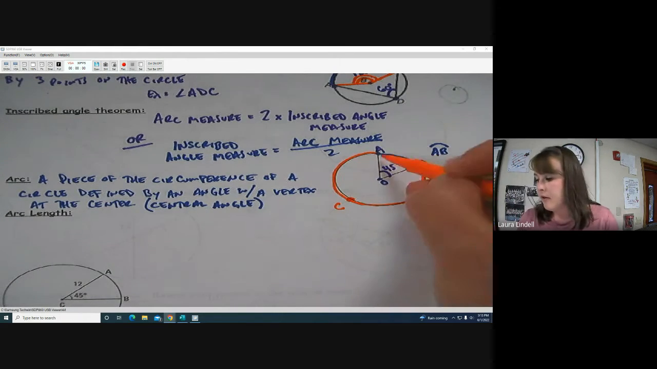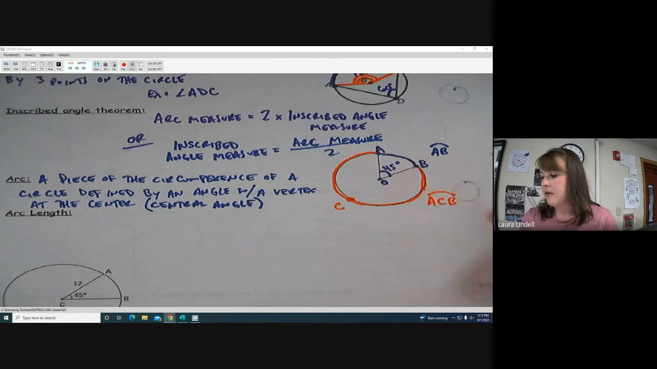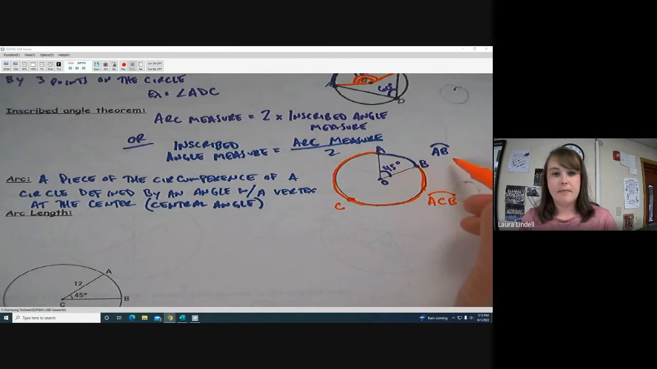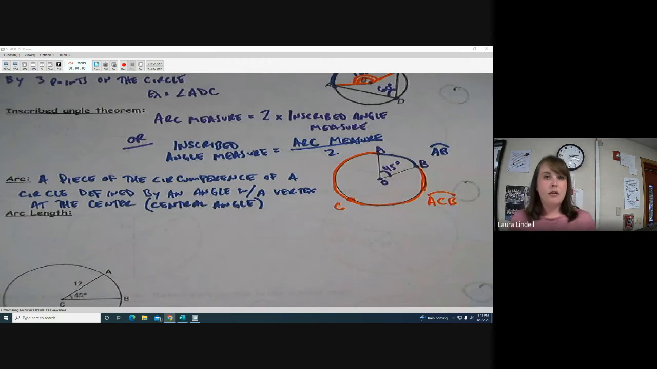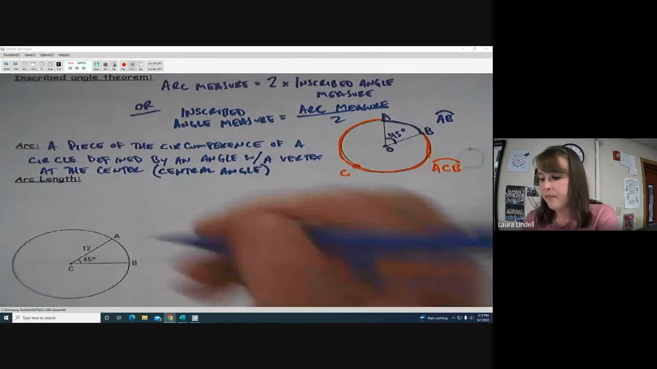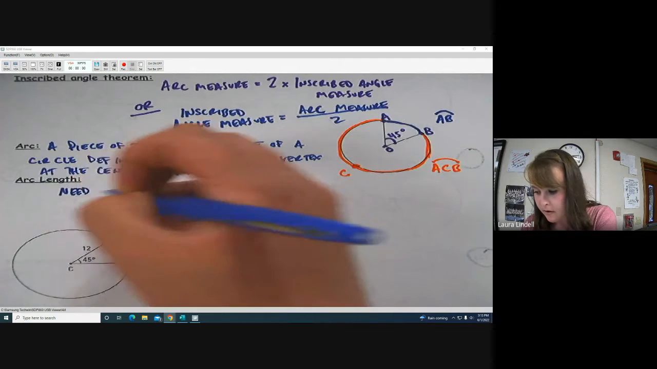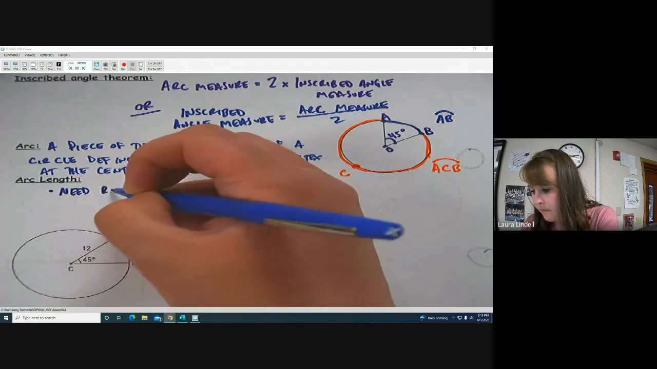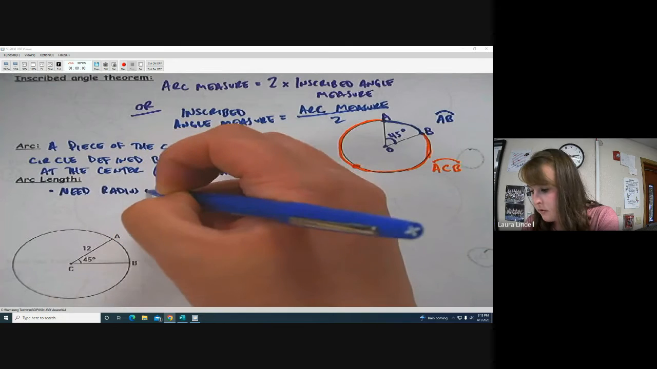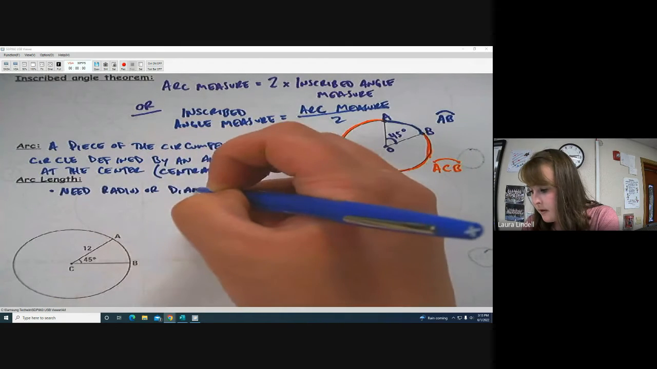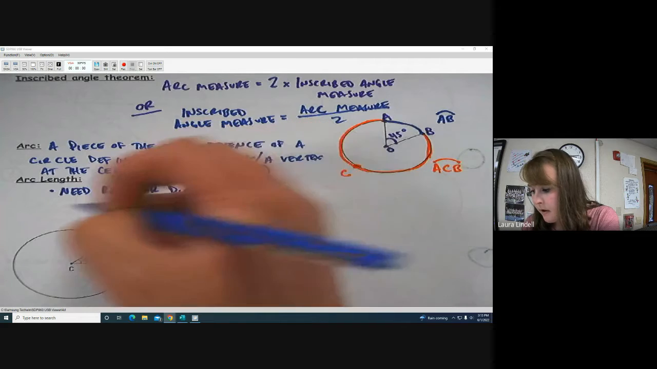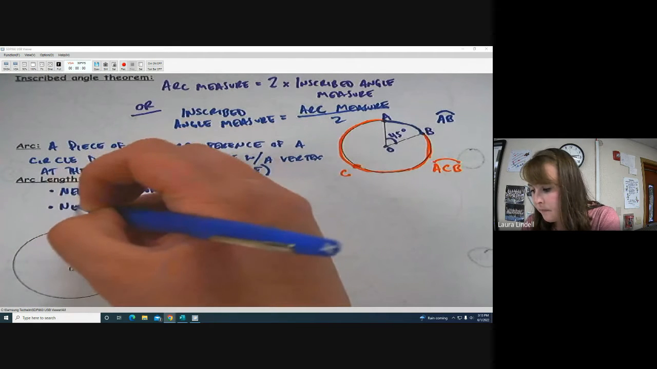So anyways, arc AB, label it like this. Okay, so if we wanted to figure out what the length of that arc is, there's a few things that you need. You need radius or diameter, and you need the central angle.